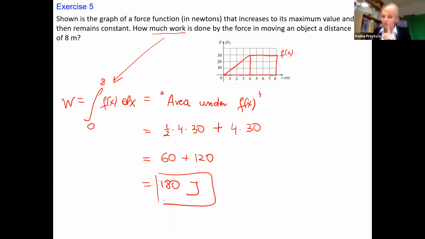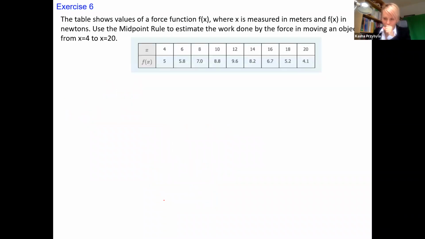And I actually have 2. This is a similar idea, but there's no formula, no graph, just the values from the table. The table shows the values of the force function, where x is measured in meters and f of x, the force, is in newtons. Use the midpoint rule to estimate the work done by the force in moving the object from 4 to 20, and we do have data from 4 to 20. That's what I will do.